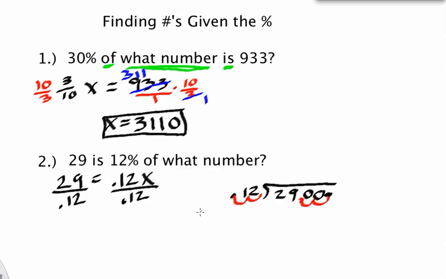Okay, now I got 12 goes into 2,900. 12 goes into 29 two times. That's going to be 24. I subtract. I get 5. Bring down the 0. 12 goes into 50 4 times. That's going to be 48. I subtract again. It's 2, and I bring down this 0.